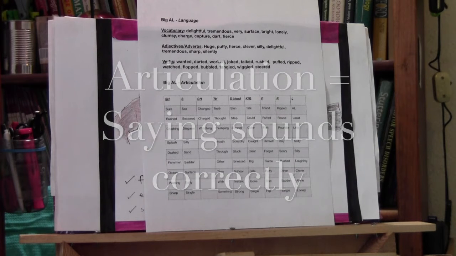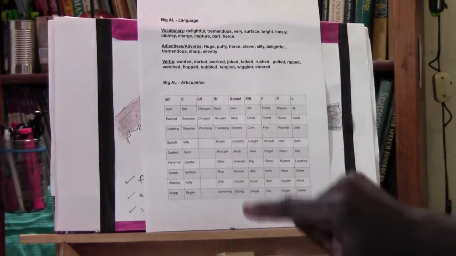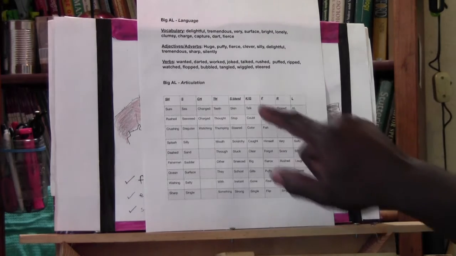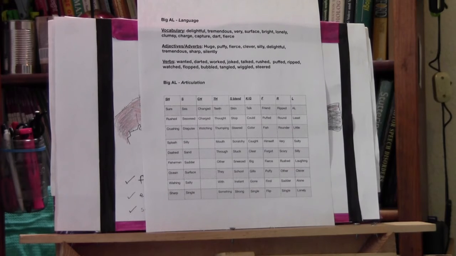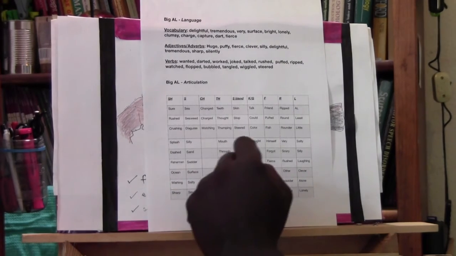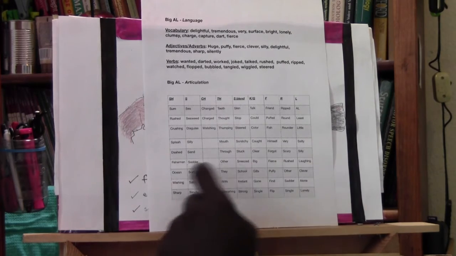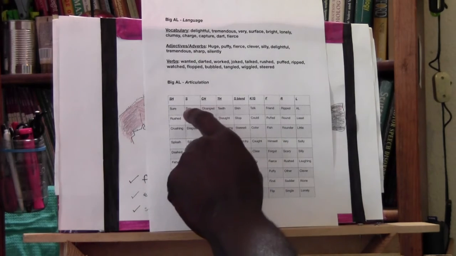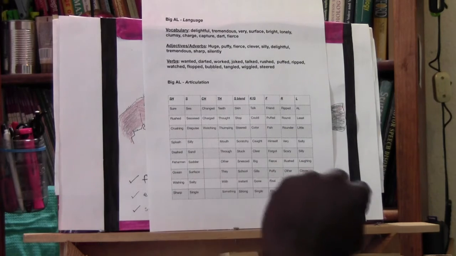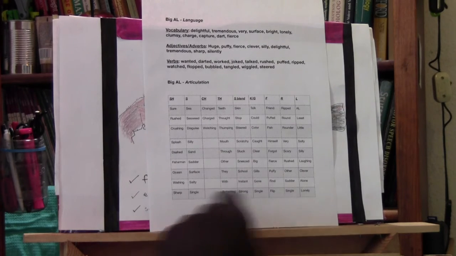Then we move to articulation. In this story, there are several words that have the SH sound, the S sound, the CH sound, the th sound, S blend sounds, K and G sounds, F sounds, R sounds, and L sounds. Here are some examples of SH: sure, rushed, crushing, splash, dashed, fisherman, ocean, wishing, and sharp. S sounds: sea, seaweed, disguise, silly, sand, sadder, surface, salty, and single.